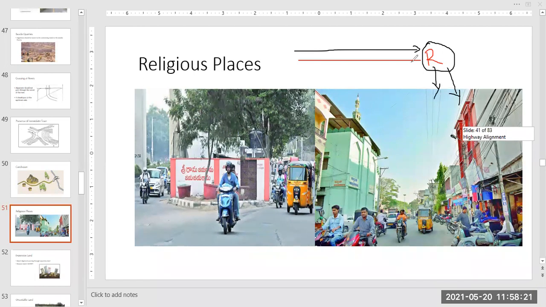No, sir. What we need to do is take a diversion. Diversion. This point is called a negative obligatory point. Whenever we have religious places, don't go and fight with the religious people.